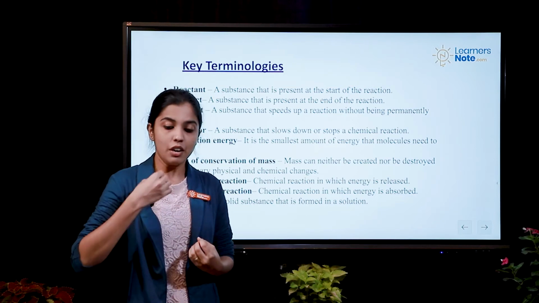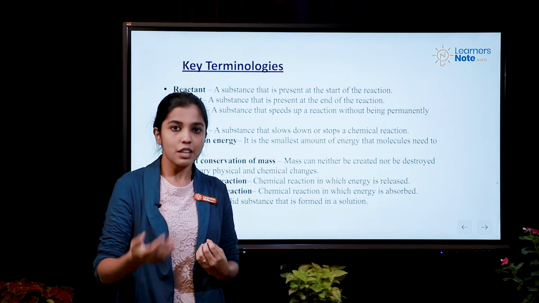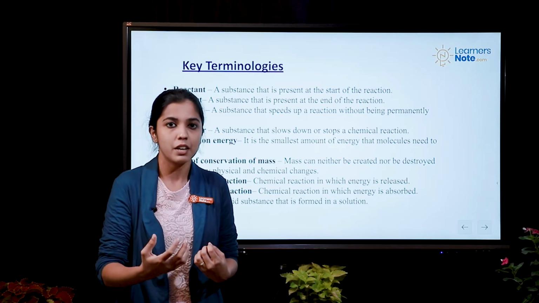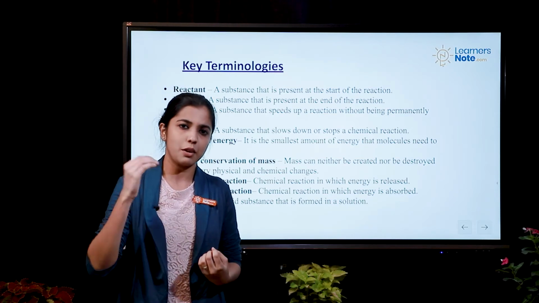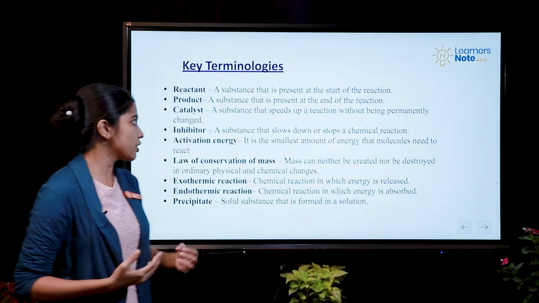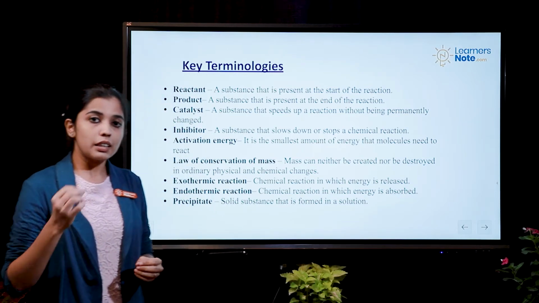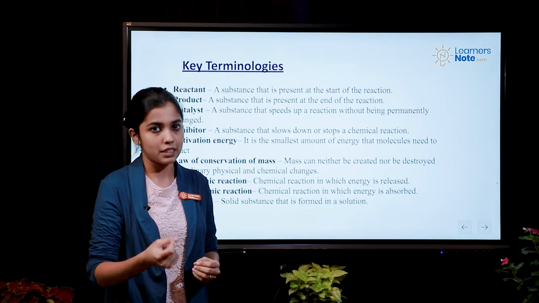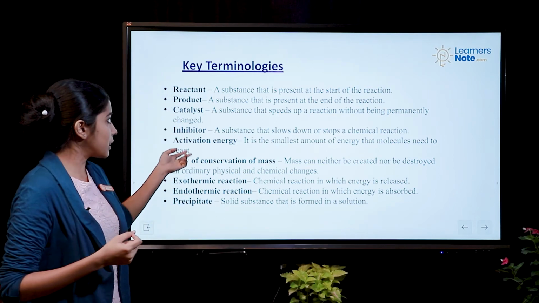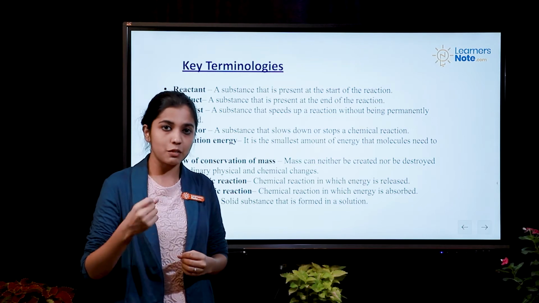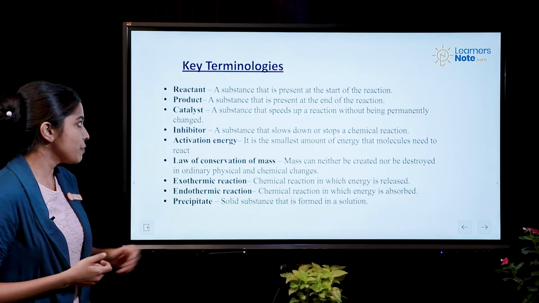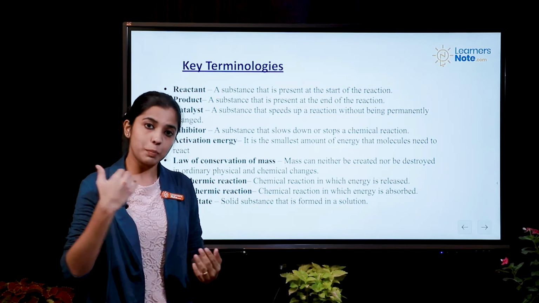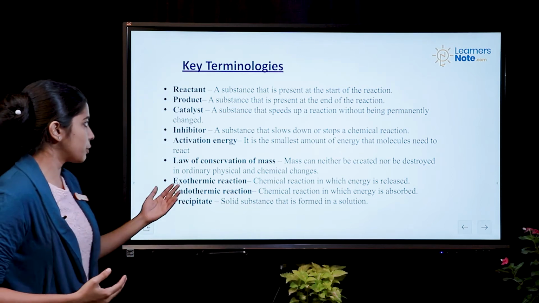Sometimes in order for a reaction to take place, you need something called a catalyst. That is, you need to speed up the reaction. The speed of the reaction is not enough, it takes a longer time, or the rate of the reaction is very low. In such a case, you use a substance called a catalyst. The function of a catalyst is to speed up the reaction without actually taking part in the reaction. An inhibitor does a function which is exactly opposite to that of a catalyst. An inhibitor is a substance that slows down a chemical reaction, whereas a catalyst is a substance that speeds up your chemical reaction.